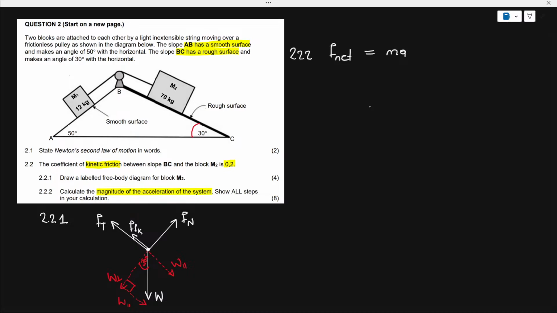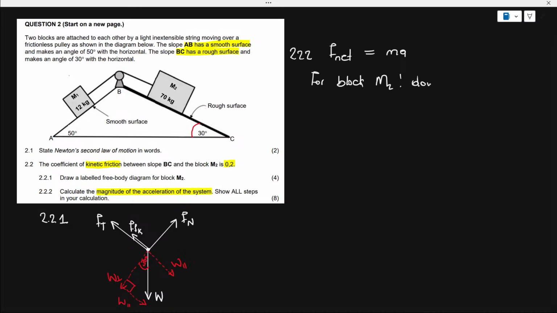ma. Now, how we are going to approach the problem is we can simply apply Newton's second law of motion to each of these blocks separately, and then solve the two equations that we get simultaneously. So let us start with block M2 since we have already drawn its free body diagram. So for block M2, and we must indicate the positive direction.